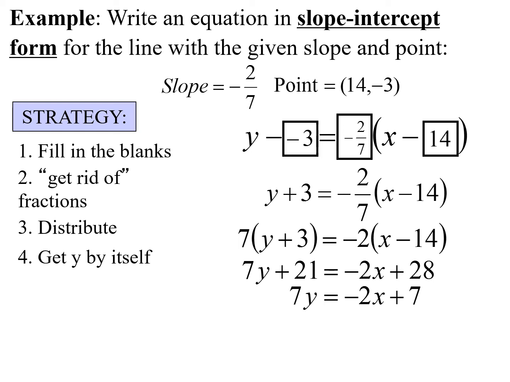Then I need to divide everything by 7. What I do to one side, I do to both sides, but not just both sides, I do it to every part of the equation. So I end up with y equals negative 2/7x plus 1. So if you take a look, in point-slope form, our slope is negative 2/7. In slope-intercept form, our slope is still negative 2/7. So we do get the same slope, which has its consistency. We do have the same line there.